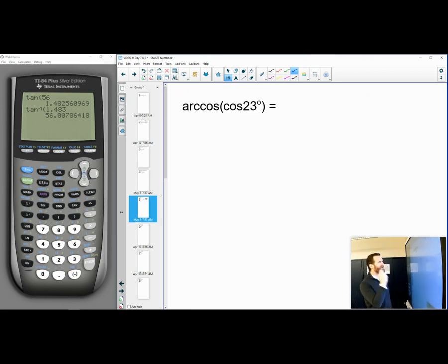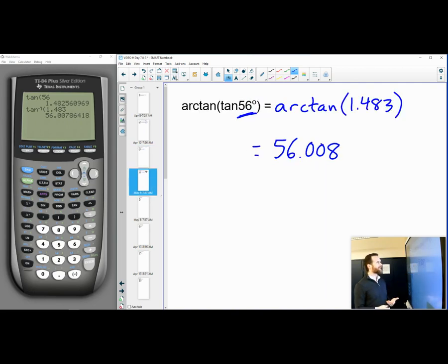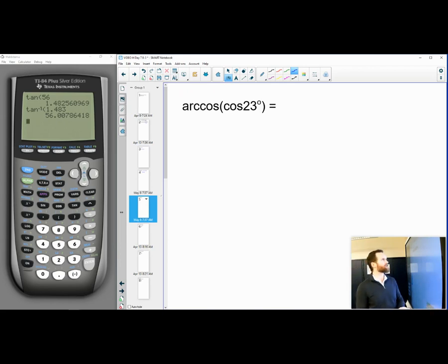One more. Arccosine of cosine 23. Okay, I've got to be honest with you, I've had enough of this. We already know what the answer is going to be. Here, the sine of 25 gave us a decimal. The arcsine of that decimal gave us essentially 25 again. Here, tangent of 56 gave us a decimal, and then the arctangent of that decimal gave us essentially this 56 back. So the arccosine of cosine 23, that's just going to be 23 degrees.